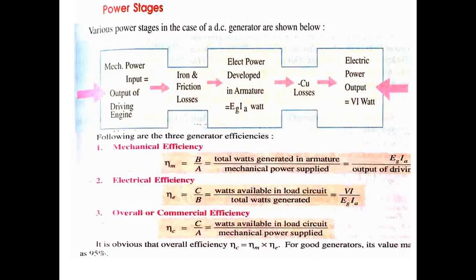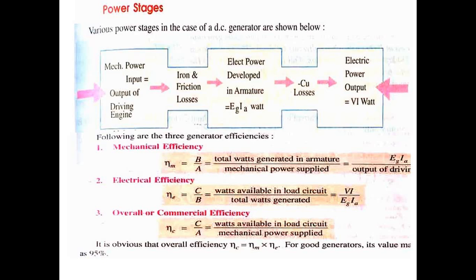Power stages. Various power stages in the case of a DC generator are shown below. Mechanical input is equal to the output of the driving engine. Iron and friction losses. Electric power developed in the armature is Eg into Ia watt. Copper losses. Electric power output is V I watt.